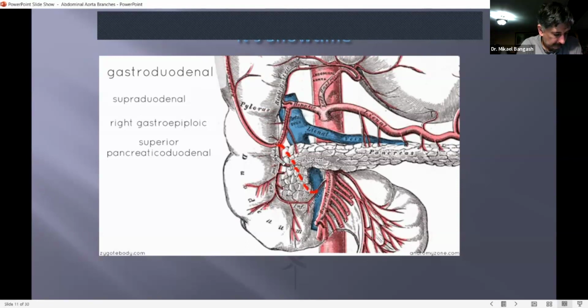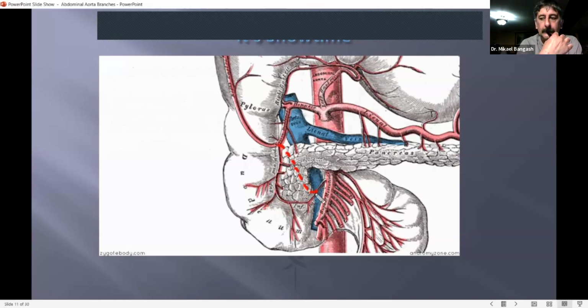And the superior pancreatico-duodenal artery gives off branches anteriorly and posteriorly. And these branches unite inferiorly to form the inferior pancreatico-duodenal artery, which is given off by the superior mesenteric artery. So that's the branches of the celiac trunk, and I really hope that's cleared things up.